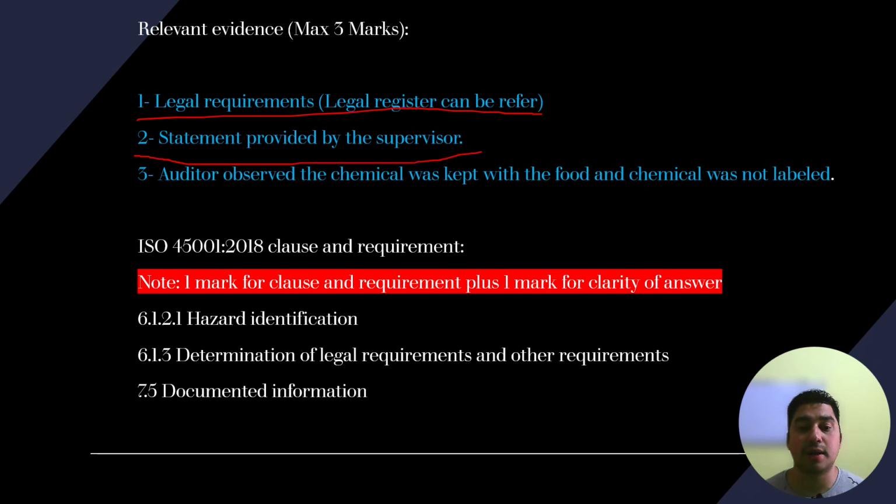6.1.3 determination of legal requirements and other requirements, which were not identified and not followed. And 7.2 documented information. So the documents related to the chemical, how to use it, the process and procedures, were not available. So now we have clearly identified the clauses, and we have clearly informed how and what we have to use. So we finish this question, and this way you have to answer the question. For clause requirement, under which clause you will raise the NCR, I have informed you here, and it is a 2-mark question. In this way you will get the 2 marks.